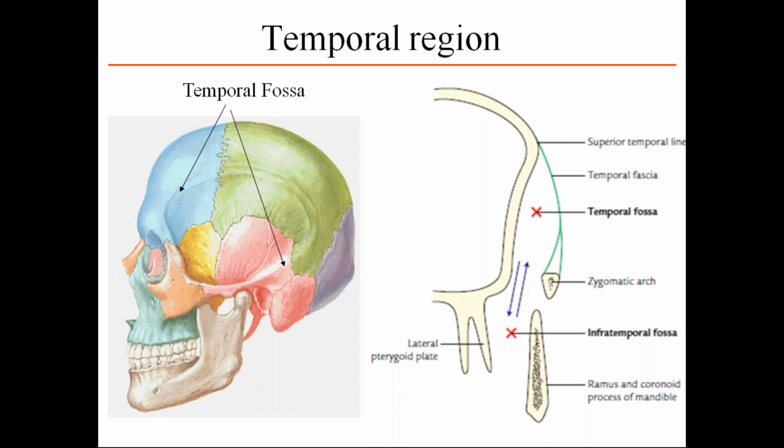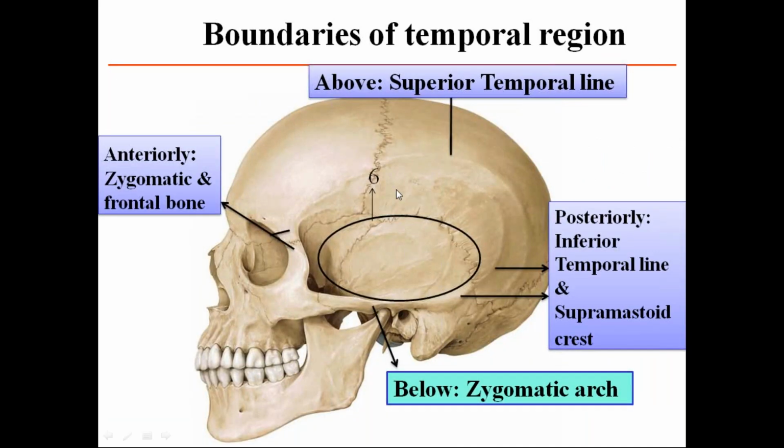Okay, so the temporal region boundaries are formed above by the superior temporal line, below by the zygomatic arch, anteriorly by the zygomatic and the frontal bone, posteriorly by the inferior temporal line and supramastoid crest. The floor of the temporal fossa is formed by the frontal bone, parietal bone, the squamous part of the temporal bone, and greater wing of sphenoid. So it is limited below by the zygomatic arch, above by the superior temporal line.